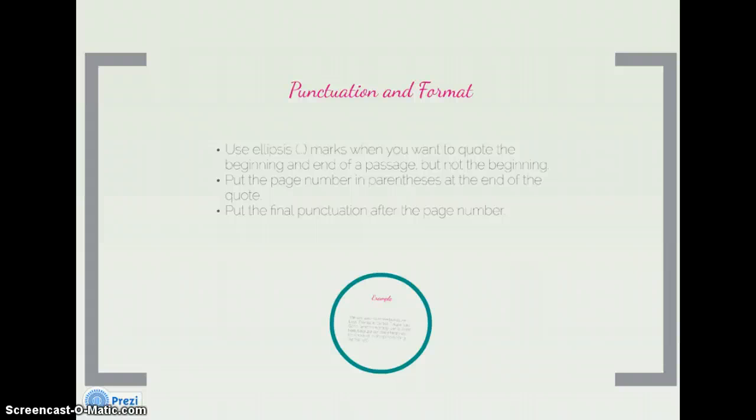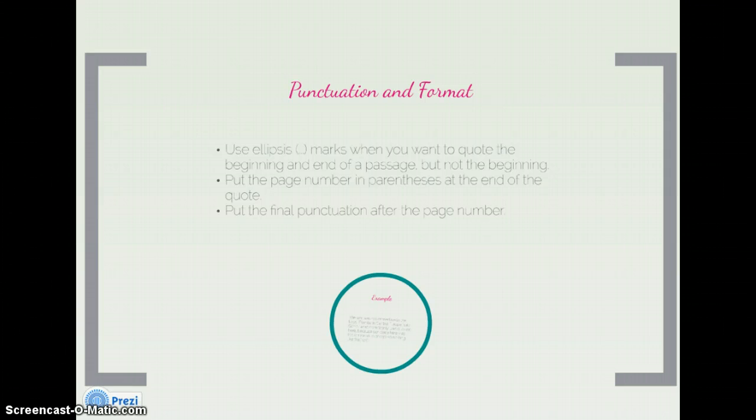Punctuation and formatting. You're going to use the ellipsis, the dot, dot, dot, when you want to quote the beginning and the end of a passage, but you want to take the middle part out. If you want to quote the beginning only, you quote the beginning, dot, dot, dot. For the end only, you go dot, dot, dot, and then the quote. And you might just have your ellipsis in the middle of a quote if you're leaving out the middle.